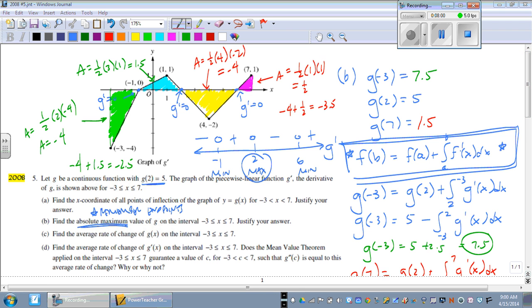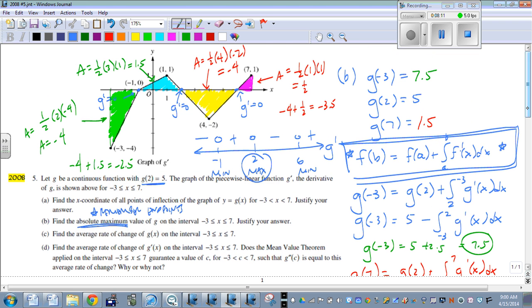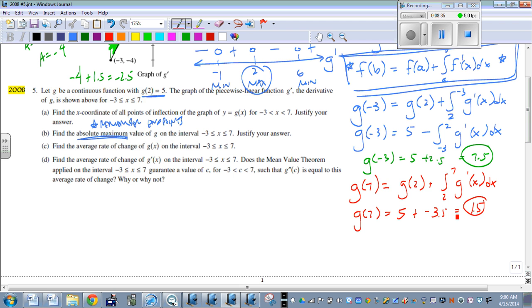Right, for g of 7, we're taking g of 2 plus the definite integral from 2 to 7 of the derivative of g of x dx. And we know g of 2 is 5. And we can figure out the definite integral from 2 to 7 by finding the area under the curve. So from 2 to 6, we have a triangle below the x-axis. 1/2 times 4 times negative 2, we get an area of negative 4. Then from 6 to 7, we have a triangle above the x-axis. 1/2 times 1 times 1, so we get 1/2. Combine those areas and we get negative 3.5. So 5 plus negative 3.5, we get 1.5 for g of 7.